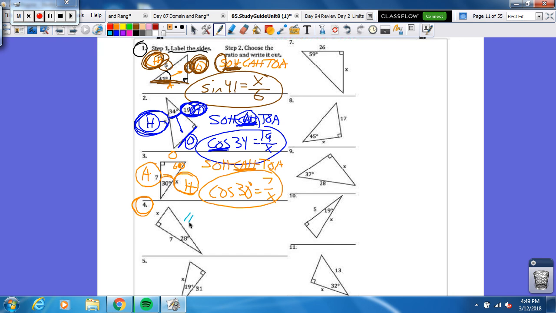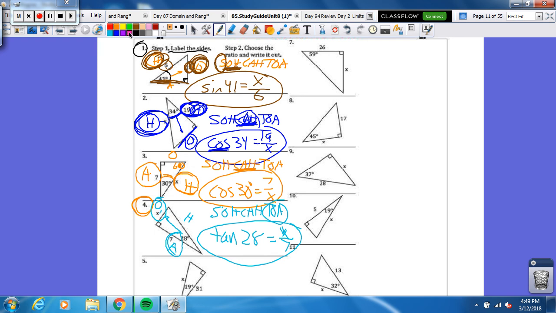So this is the hypotenuse. Opposite the reference angle is the opposite, and this is the adjacent. So where's the stuff? Adjacent and opposite. SOH CAH TOA, where is that? Opposite and adjacent, that's tangent. Did you get tangent? Hope you did. Tangent of 28 equals opposite, which is x, over the adjacent, which is 7. So tangent of 28 equals x over 7. Hopefully you got that.